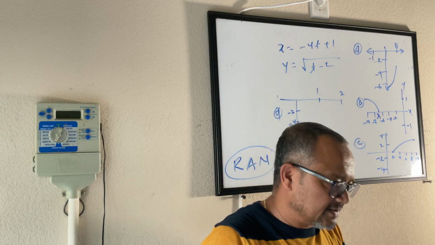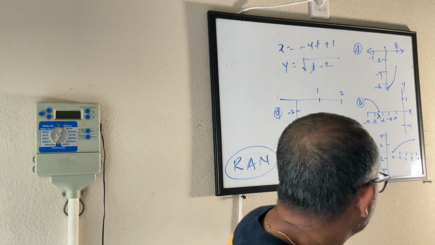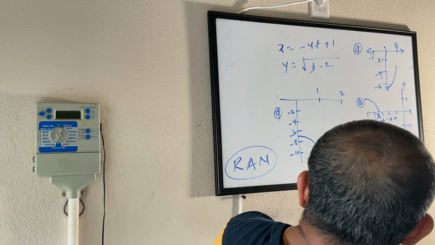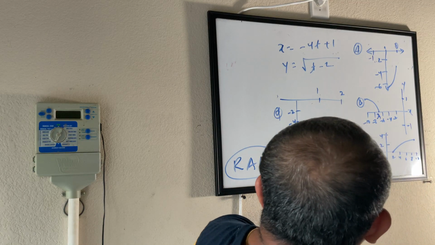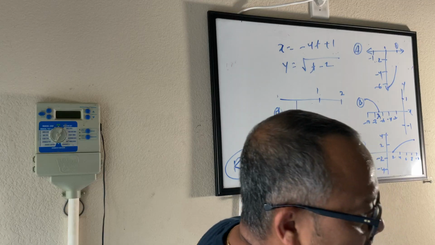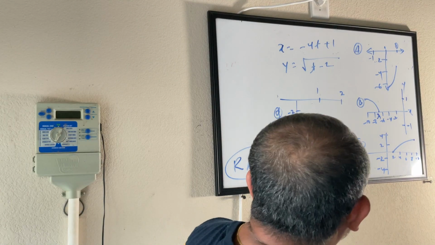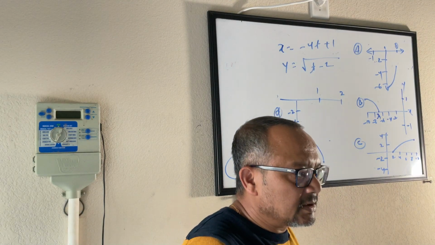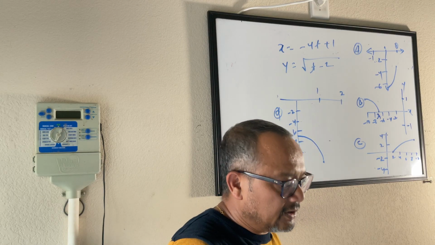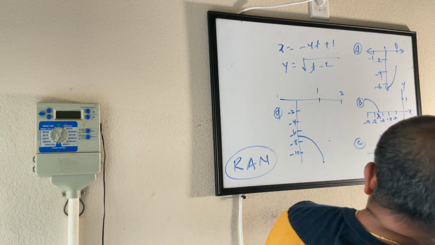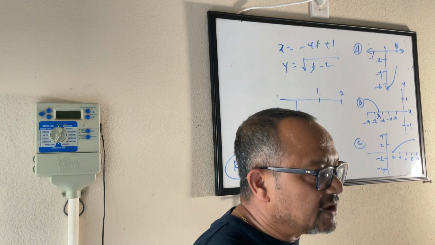Yeah, Praneet. So I would first try and use a t value of like at least say 0 to see where my x and y are. Okay. So I can get a starting point and see where the rest of the graph goes. Okay. Use that approach. Tell me which option you are leaning towards.